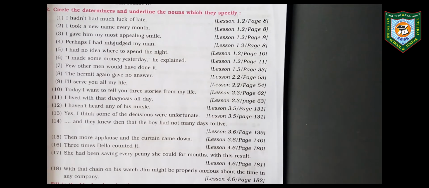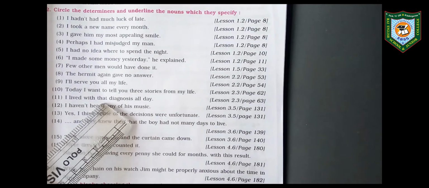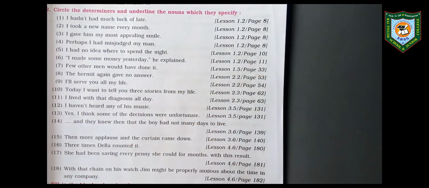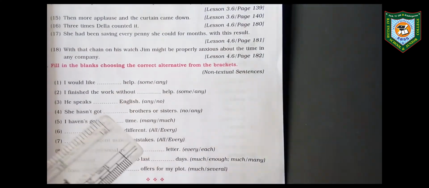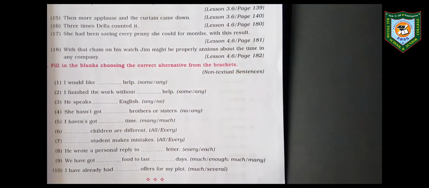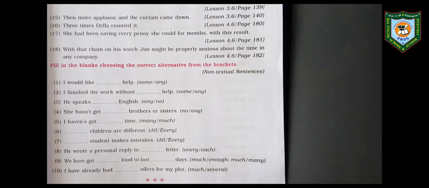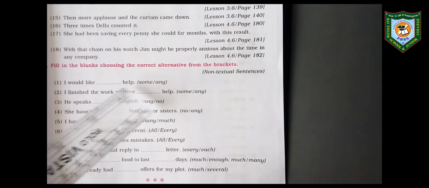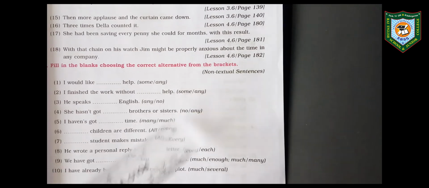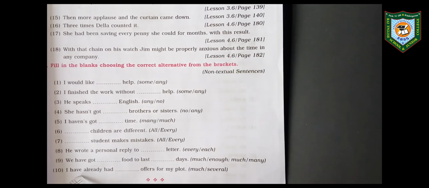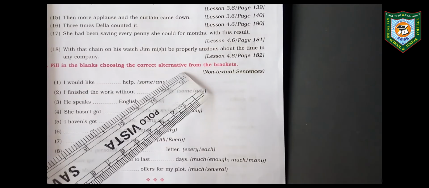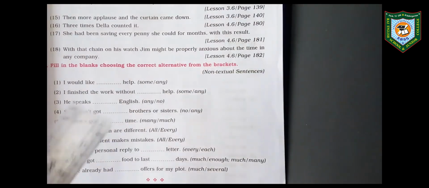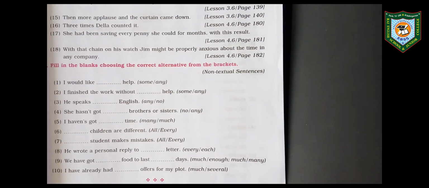These are the examples of textual determiners. Okay, I can give you more examples than that. These are related to non-textual sentences. These are non-textual means these are not in the textbook. Okay, if you want to do more than that, you can find out answers. These answers are given in the bracket. Select or choose the correct alternative from the bracket and find out the correct answer.